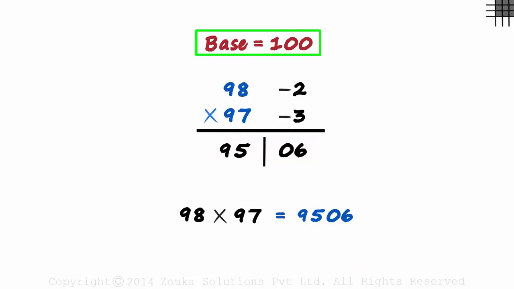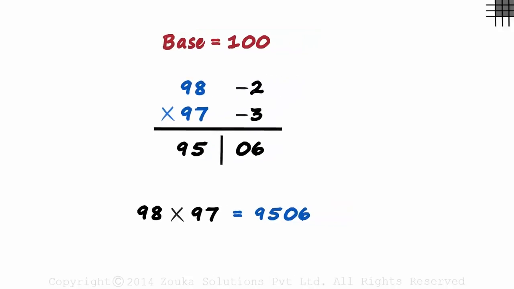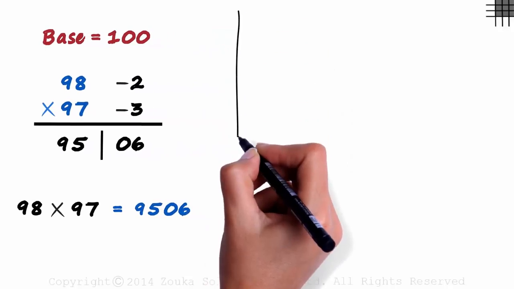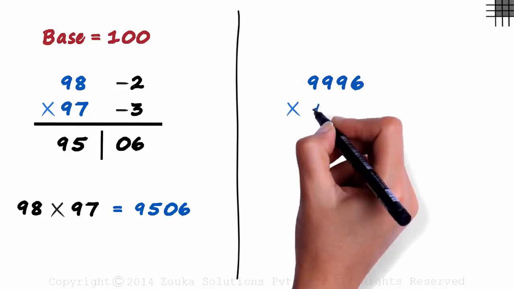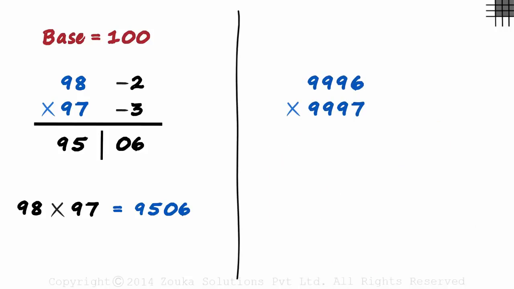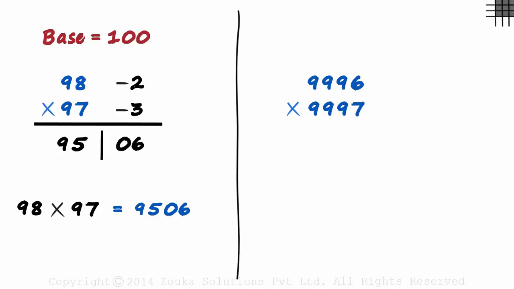Find the base, find the deviation, find the sum and find the product and we get the answer in a few seconds. Okay, let's try solving a problem with slightly bigger numbers. 9996 times 9997. Why don't you try this? Remember the 4 simple steps. Find the base, find the deviation, find the sum and find the product. I give you 10 seconds.